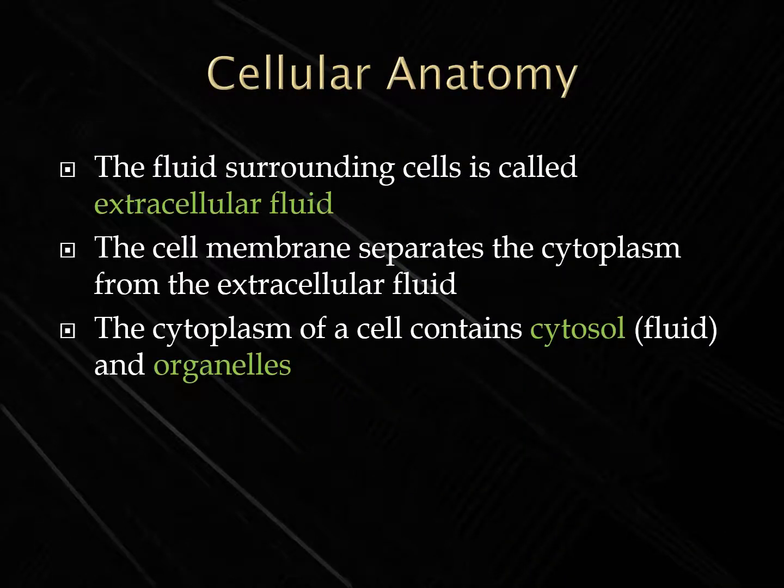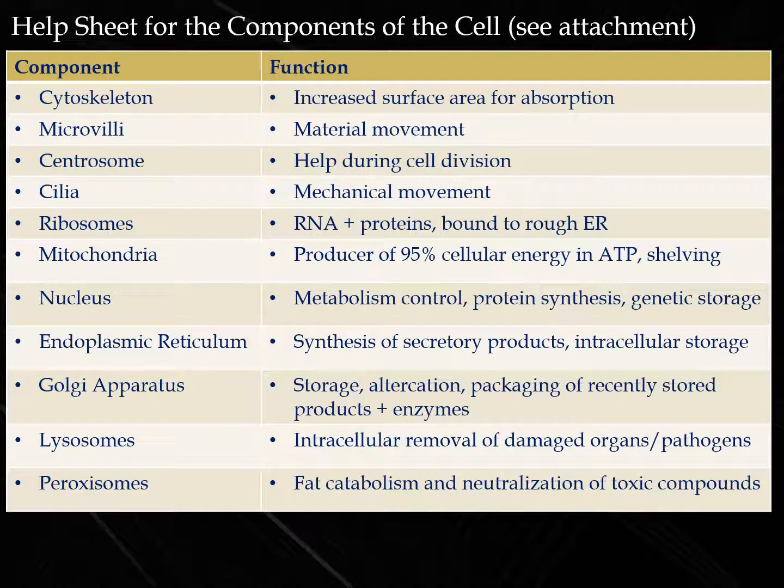The fluid surrounding cells is called extracellular fluid. The cell membrane separates the cytoplasm from the extracellular fluid. The cytoplasm of a cell contains cytosol, fluid, and organelles. This is a quick help sheet for the components of the cell.